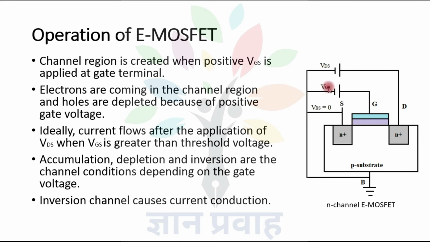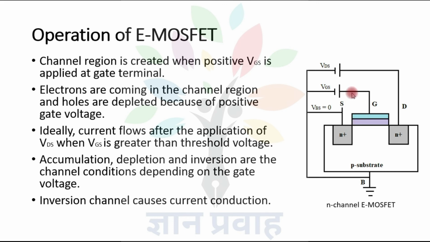Second case, when we are applying VGS in positive, but VGS is less than the threshold voltage of this MOSFET device. In this case, positive charges are there and negative charges are there. And VGS is less than threshold voltage, it means sufficient negative charges are not coming in the channel region. The charge carriers which are coming due to the application of this VGS voltage are recombining with the holes which are initially present in this channel region. It means there is no charge carrier, so this region is the depletion region. So that is the depletion region.